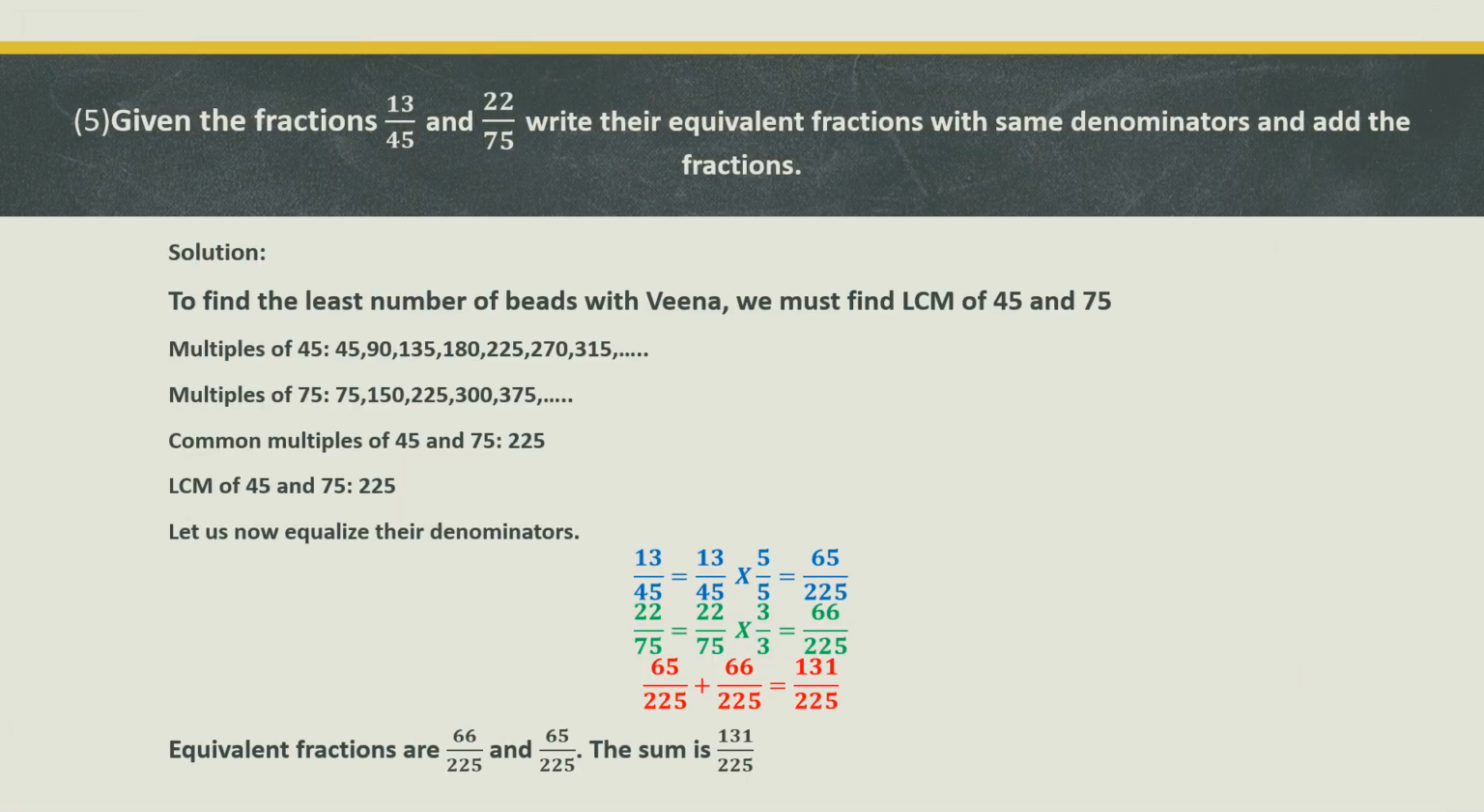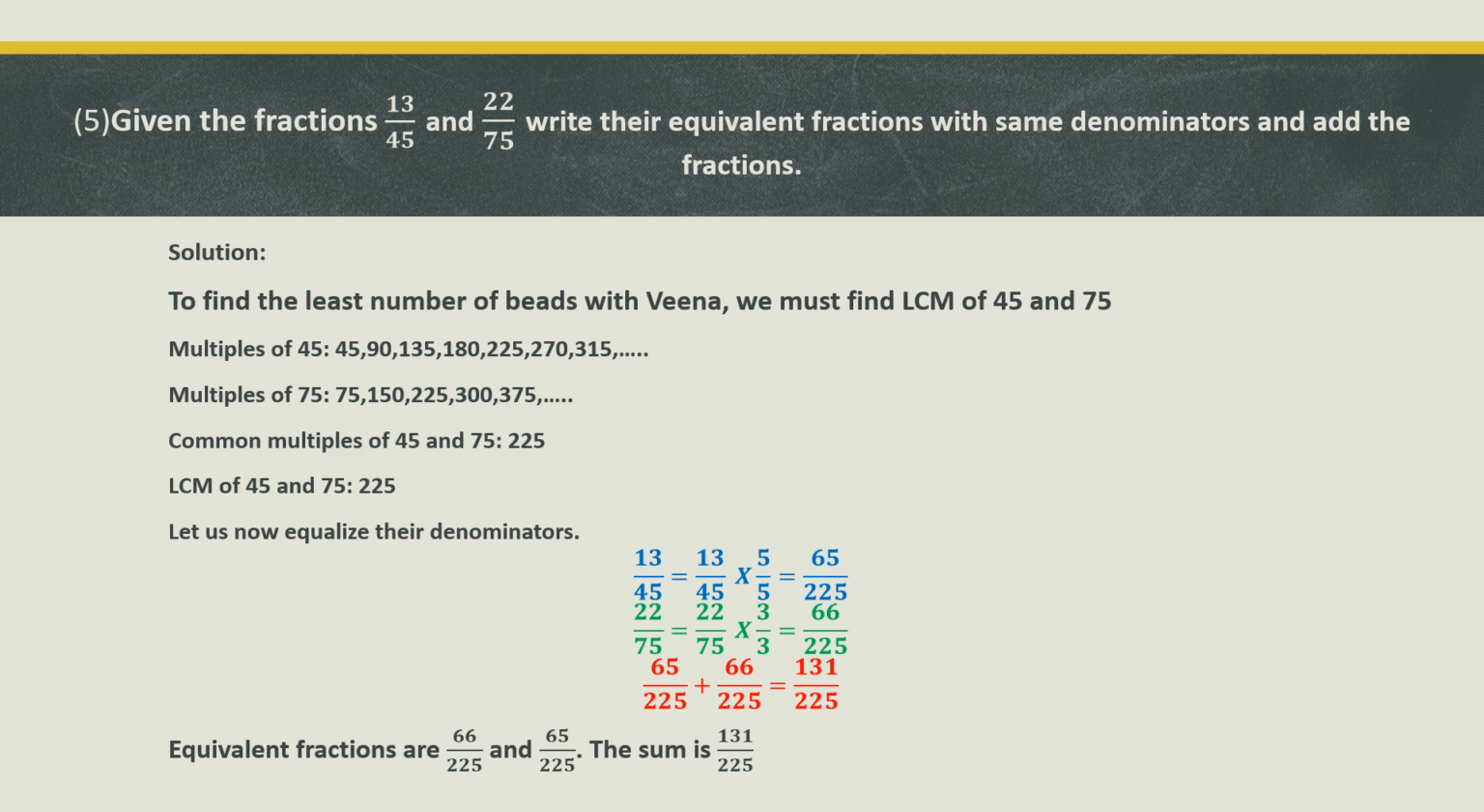Now the next, the last question of the lesson. Given the fractions 13 by 45 and 22 by 75, write their equivalent fractions with the same denominators and add the fractions. They have asked us to add it also. Now see the denominators here, they are 45 and 75. We have already learned that with different denominators we cannot get the addition done. We need common denominators. To find common denominators, always remember you have a new method, that is LCM. Just take the LCM of 45 and 75. Whatever number you get is your denominator.